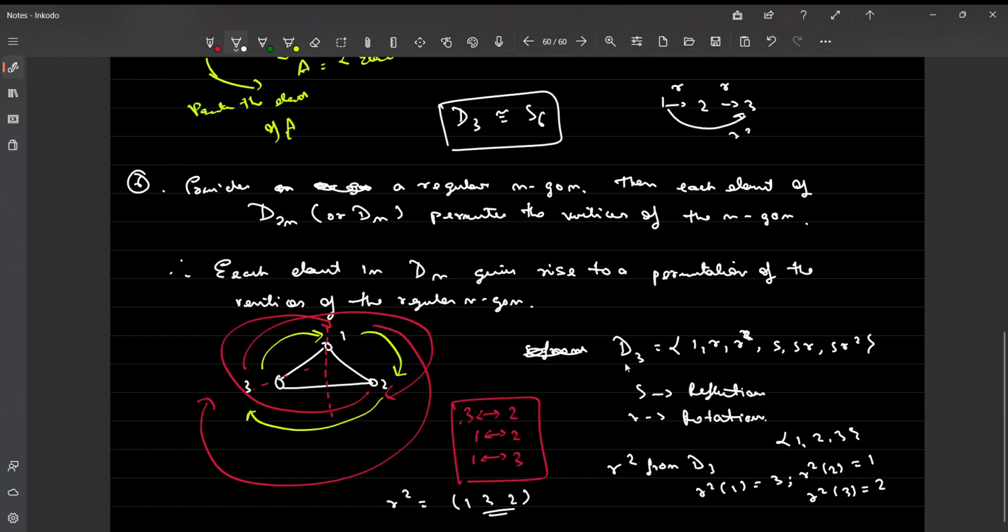And so this is the basic reason why we often say that D3 is isomorphic to S6. Because every element of D3 gives rise to some permutation of the elements 1, 2, 3 when we have indexed the vertices as 1, 2, 3. And D3 has exactly 6 elements, right? So every element should cover every possible permutation of the numbers 1, 2, and 3. Clear?